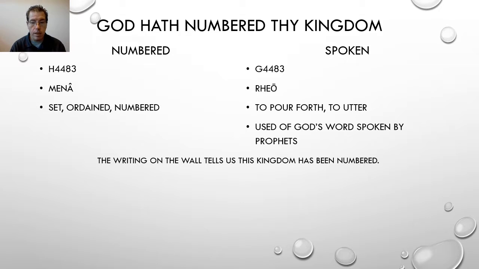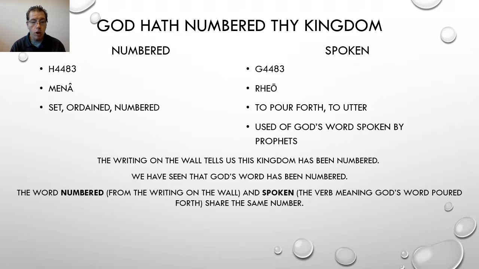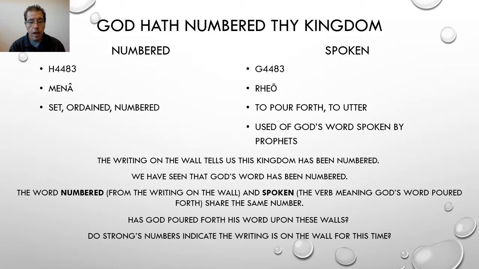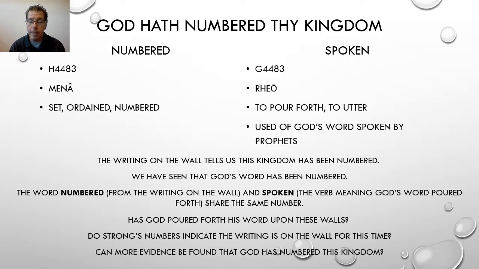The writing on the wall tells us this kingdom has been numbered. That's what the writing on the wall says. We have seen that God's word has been numbered. God's word, his word itself, has been numbered from the 1890s. The word numbered from the writing on the wall and spoken, which is a verb meaning God's word poured forth, share the same number. Has God poured forth his word upon these walls? Do Strong's numbers indicate the writing is on the wall for this time? Can more evidence be found that God has numbered this kingdom? We will look at more evidence that indeed God has numbered this kingdom and is speaking. He is pouring forth his word now.